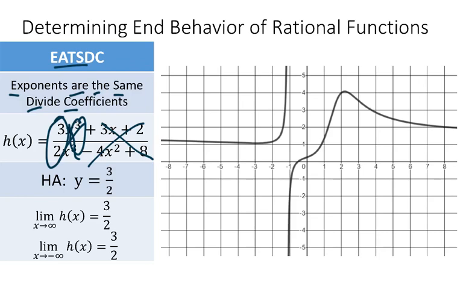So what's the horizontal asymptote? The horizontal asymptote in this case is going to be 3/2, which is about 1.5, and it's right there. And hey, look at that. That's the horizontal asymptote.